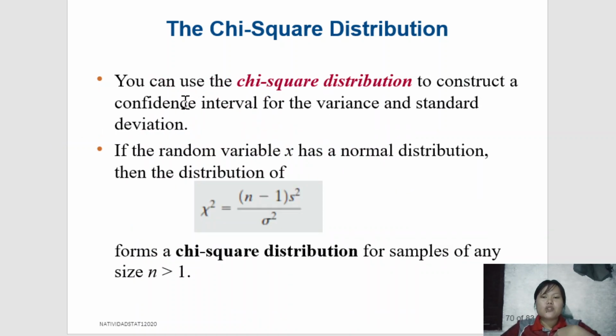So you can use chi-square distribution to construct the confidence interval for variance and standard deviation with the formula chi-squared. It's not x squared, chi. Capital X siya na slant na naka-inclined. Chi-squared is equal to n minus 1 multiplied by the sample variance over the population variance. So, forms a chi-square distribution for samples of any size n greater than 1.